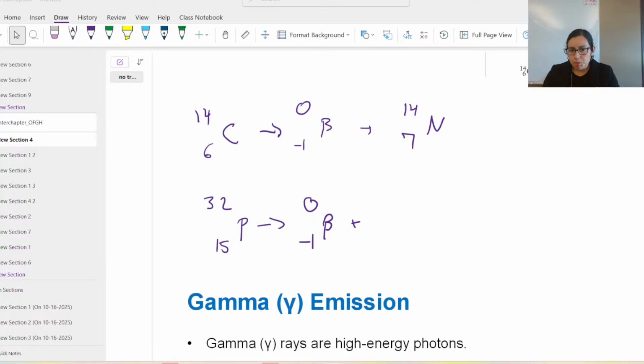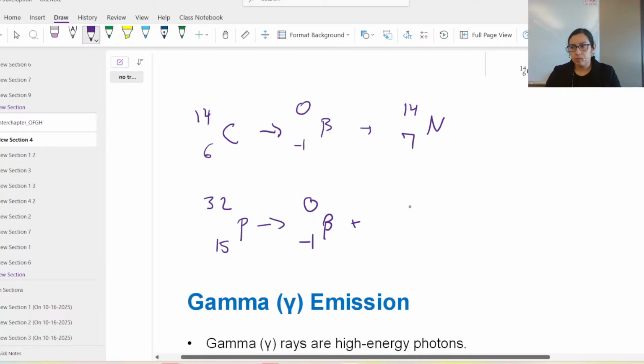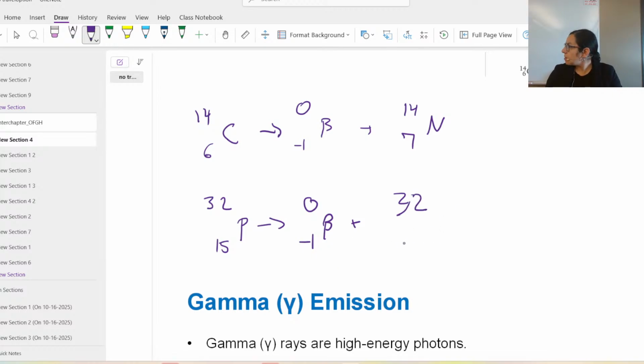So what do we get for our product? What's the mass number? So 32. And then what's the atomic number? 16. So then that matches with sulfur. So good. So sulfur 32 there for the product.